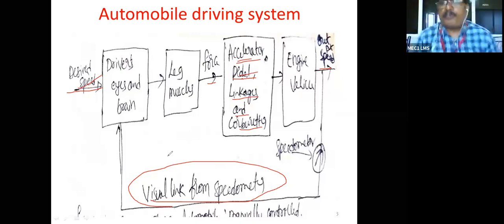For example, if there is heavy traffic, then he has to go at low speed. If traffic is heavy, he is not able to go fast. So by applying force with the leg on the accelerator pedal, he can achieve his desired speed, which is visually linked on the displaying device, the speedometer.